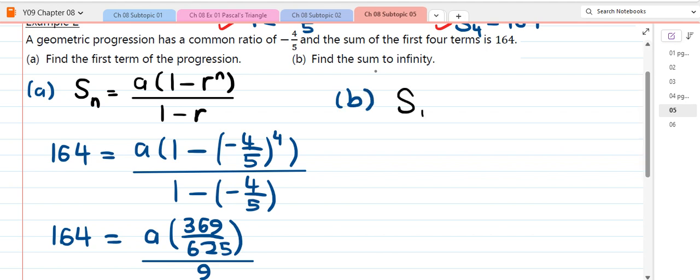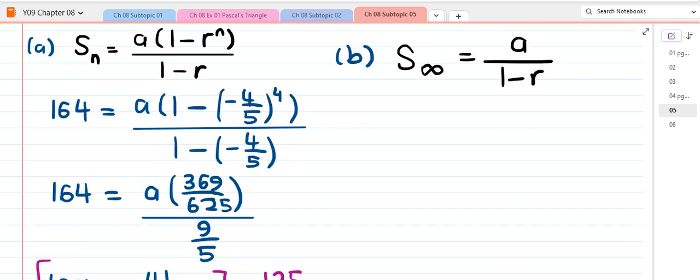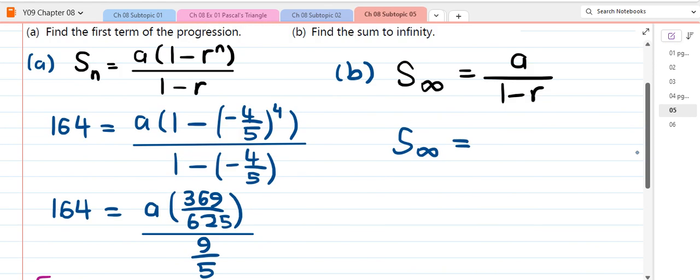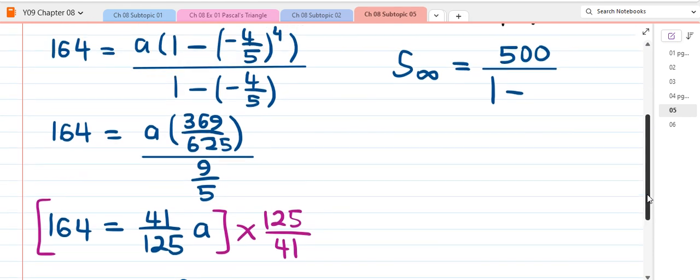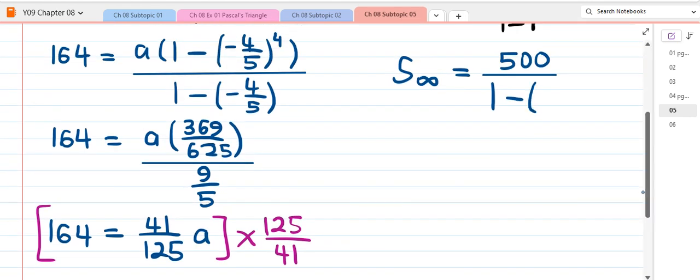Sum to infinity, just to recap, it is a over 1 minus r. So this is my reference. In order to remember this easily, just make sure that this is 1. So your a is 500 over 1 minus r, which is 1 subtracted by the common ratio, which is negative 4 out of 5.